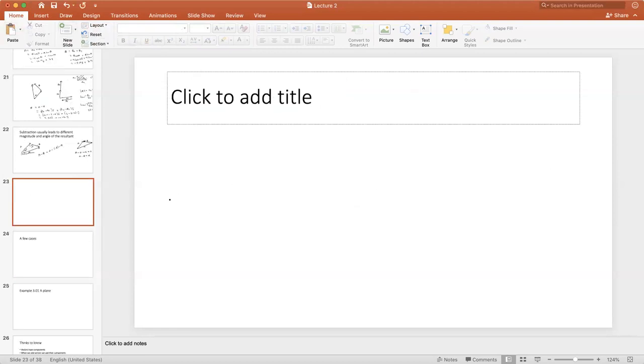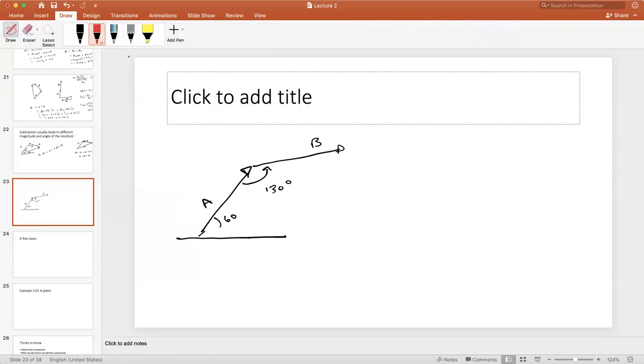So let's say that I have A at 60 degrees. And then I know that this right here is, what would that be? 90, 30. This is 130 degrees, right? That is what I'm given, okay? There's 130 degrees between A and B, and I want to know what R is. So this is my R.